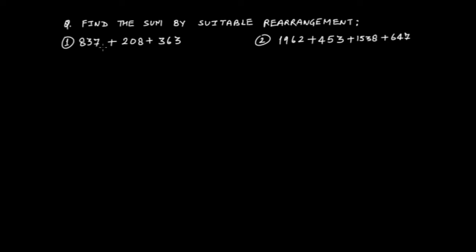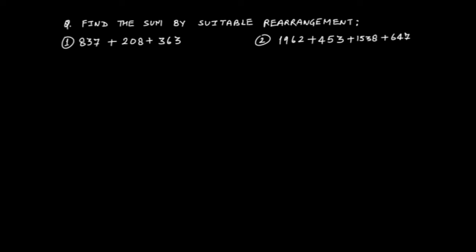Of course, you can first add 837, then 208, and then 363, right? You can do it like this, 837, then 208 and then 363, the very normal way of doing the addition, and then you can get the answer. But then what's the point of studying or learning the properties of whole numbers? Of course, they provide us an easy way to solve our problem, and our arithmetic operation gets easier.